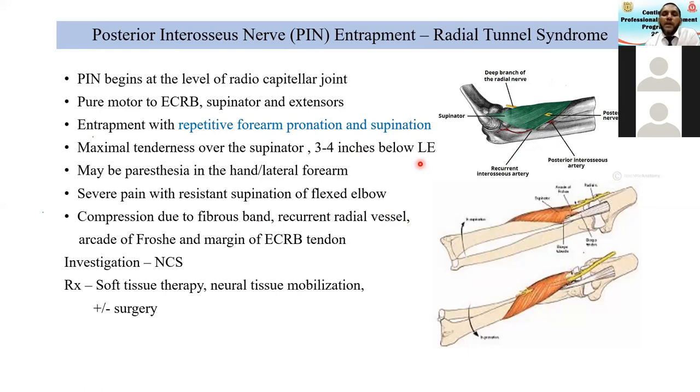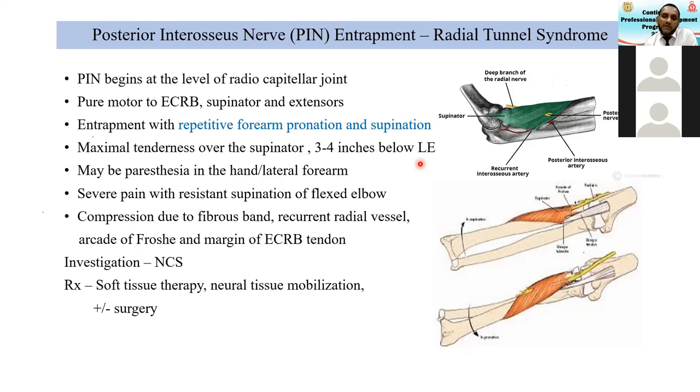One is due to repetitive supination and pronation, as well as some anatomical reasons that have been contributed, such as a fibrous band anterior to the radial head, and also the recurrent radial vessels, which can cause compression of the nerve, as well as the arcade of Frohse, where there's a tunnel at the origin of the supinator, which can also cause compression, and also the margin of the extensor carpi radialis brevis tendon can compress the nerve. These conditions can predispose to PIN entrapment.